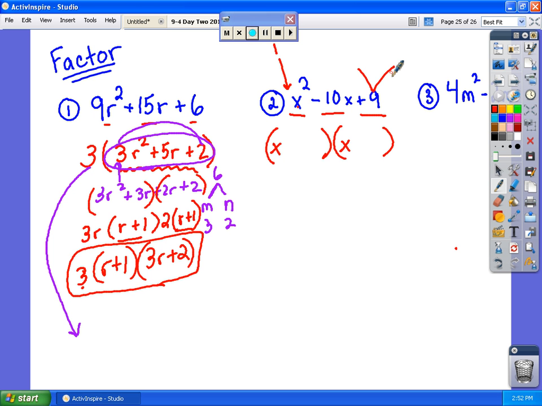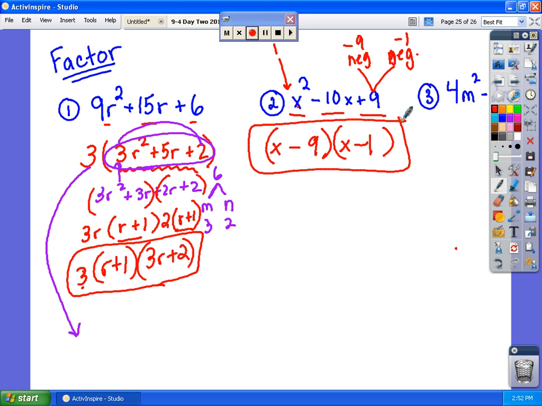Well, I have to get 2 things that multiply to a positive and add to a negative, so I know that I'm looking for 2 negative numbers, and those negative numbers would be negative 1 times negative 9. Negative 9 times negative 1. And when you add those, you do get negative 10. Those are my factors, and I'm done. This type of trinomial is very easy to factor.